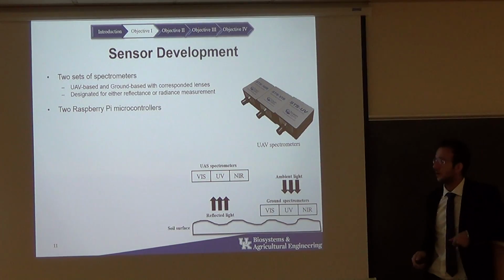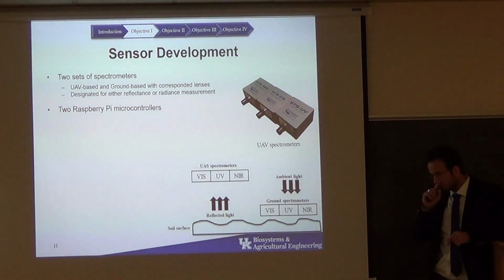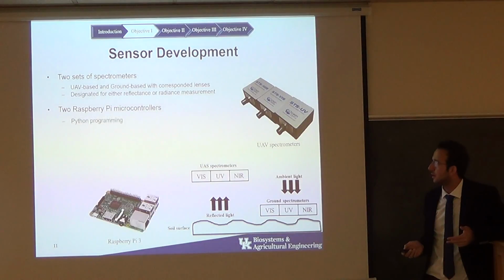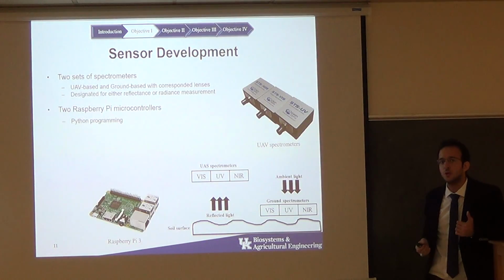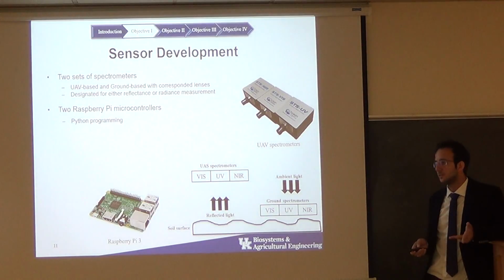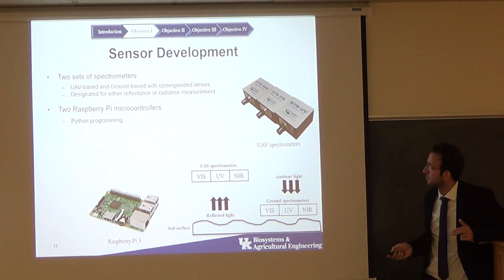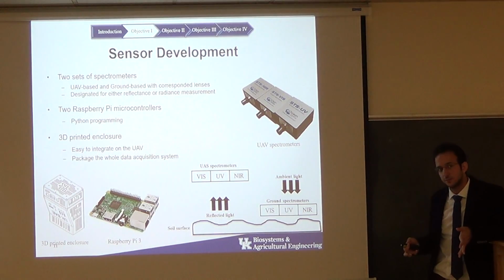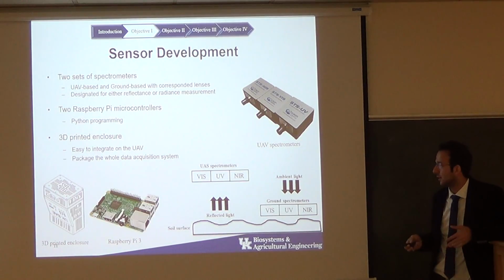And two Raspberry Pi microcontrollers are used as a data acquisition system, and we have Python programming to set up the GPS, to pair the reflectance and radiance, and to update the integration time. So we're going to go to the details later on. And also we have this enclosure to easily integrate into a UAV and carry it over.